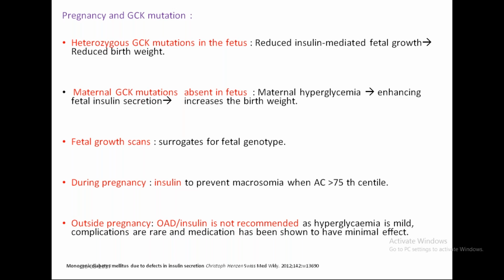With a heterozygous glucokinase mutation in the fetus, there is reduced insulin-mediated fetal growth and reduced birth weight. With maternal glucokinase mutations and absence in the fetus, maternal hyperglycemia enhances fetal insulin secretion and increases the birth weight. Fetal growth scans are surrogates for fetal genotype, and during pregnancy, insulin is given to prevent macrosomia when the abdominal circumference is more than the 75th percentile. Outside pregnancy, oral anti-diabetic drugs or insulin are not recommended, as hyperglycemia is mild and complications are rare, and medications have been shown to have minimal effect.